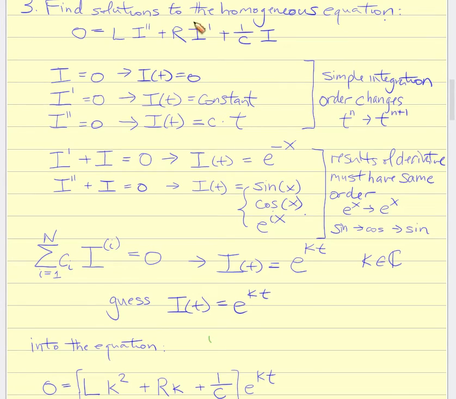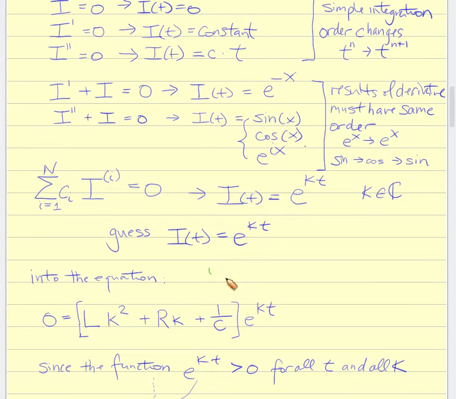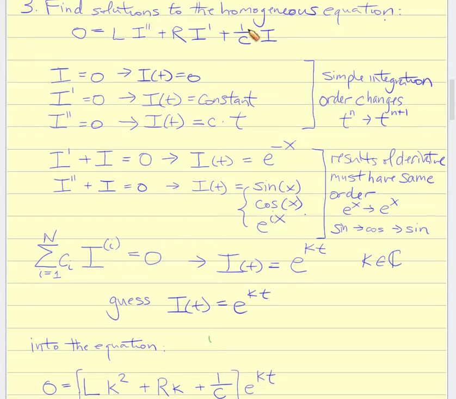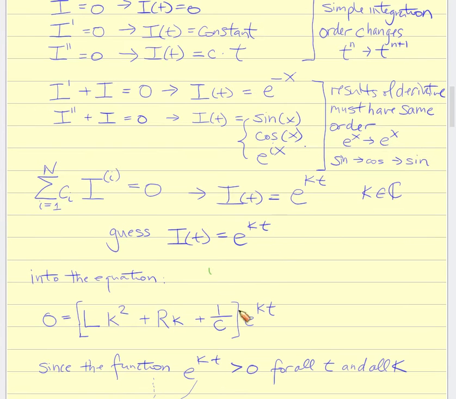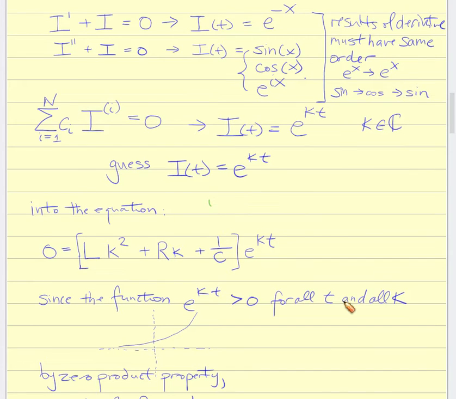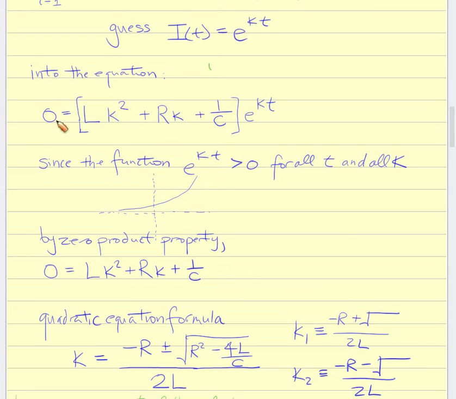So the second one is R times I prime. And that's going to give us R still, but an extra k from taking the derivative. And 1 over C times I is just 1 over C. And then outside we have e to the kt. All right, this gives us a new equation to look at.